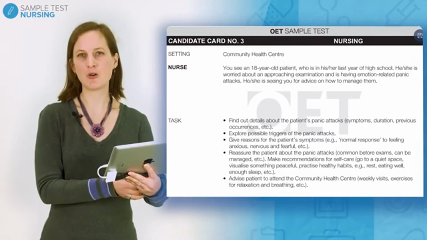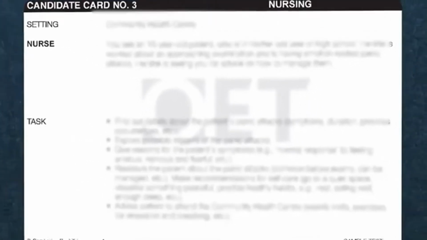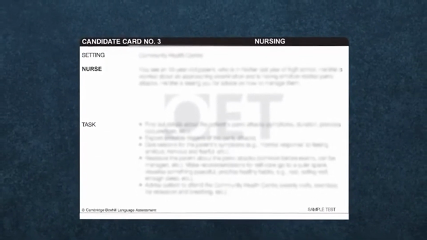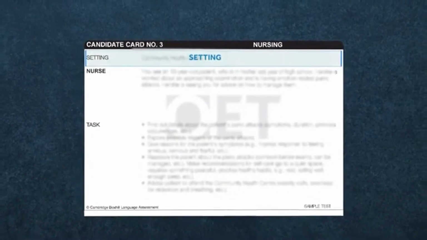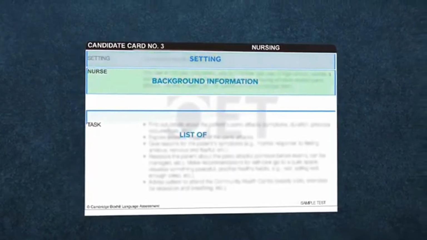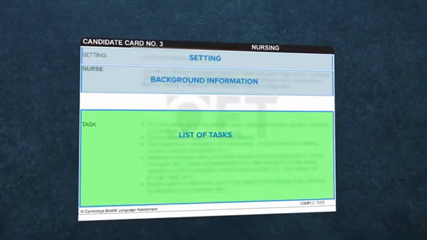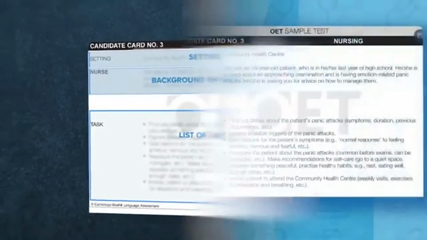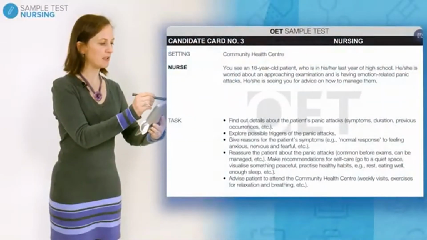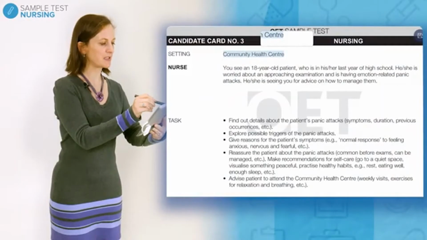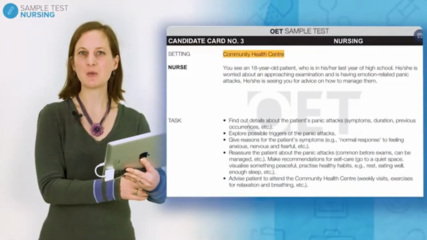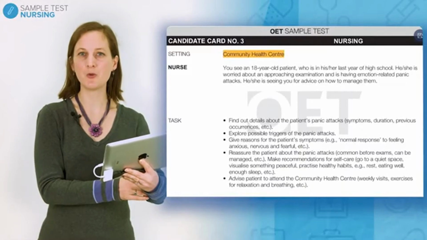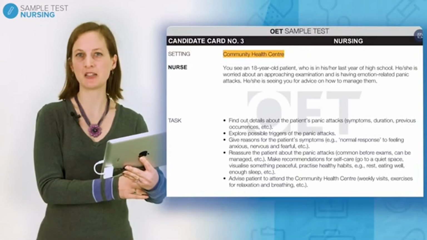Let's look at a nursing role card in more detail. There are 3 sections to the card: the setting, the background information, and the list of tasks. Here are my recommendations about what you should do during your preparation time. Notice the setting of the role play. Here it is a community health centre. This tells me that the situation is not urgent, and there's a good chance that I will have met this patient before to discuss some routine health condition.